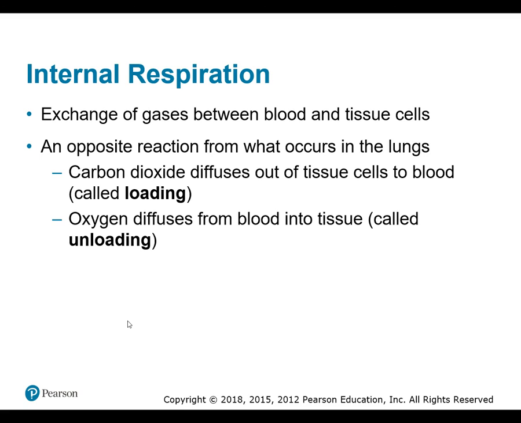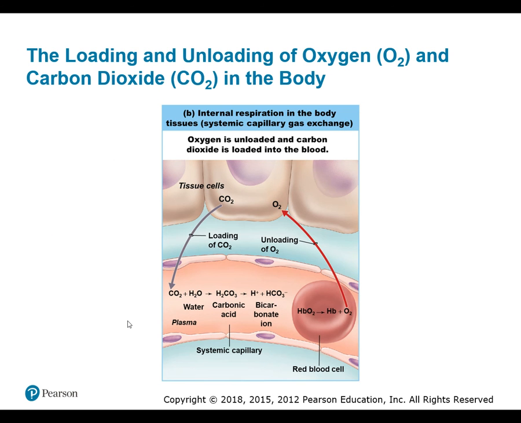The last thing that we have to talk about is internal respiration. Again, this is going to be between blood and tissue cells. It's the opposite of what happens in the lungs. Instead of carbon dioxide getting unloaded, it is now loaded and put into the blood. Oxygen is going to be unloaded and taken out of the blood and put into those tissues. So here, I mixed up those pictures, so I'm going to show it up here. O2 goes into the tissues, CO2 goes into the bloodstream.